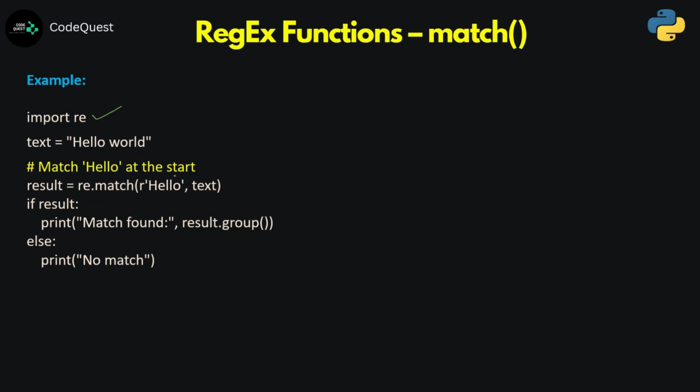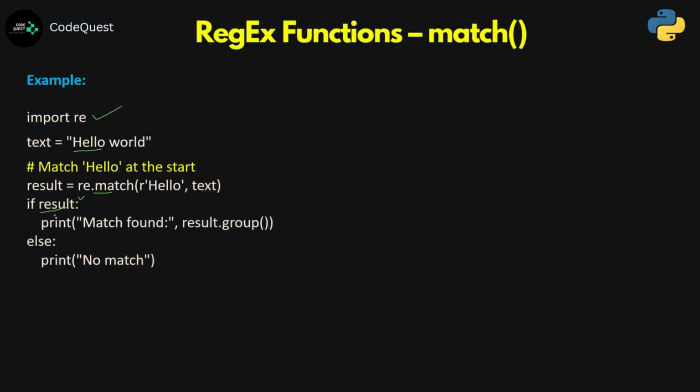So I'm just finding out whether the pattern hello is present at the beginning of this particular string or not. So as I can see, it is available at the beginning. So hence this is finding a match. Hence this result is not going to be none. So this is going to be returning a match object.